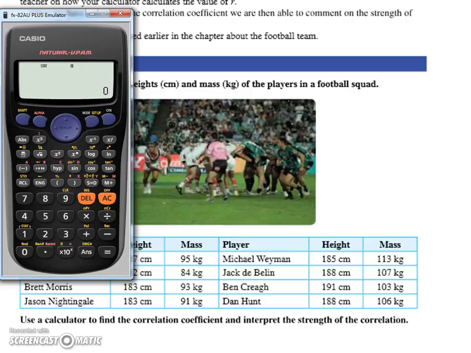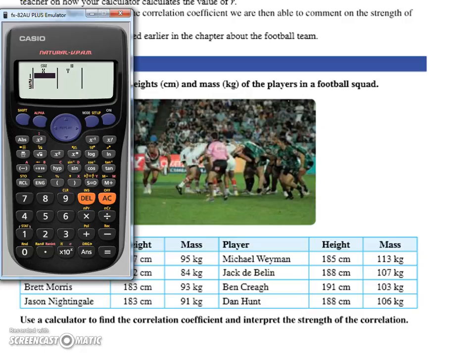What you're going to do is go into mode. Okay, we are going to use stat. Now, normally we've been using one variable. Now we've got two variables. We've got height and mass. So we're actually going to use a plus bx, so the number 2 one. That's the only difference here. When we do that, all of a sudden we've got an x and a y variable column. We've now got 2 columns for variables. Cool?